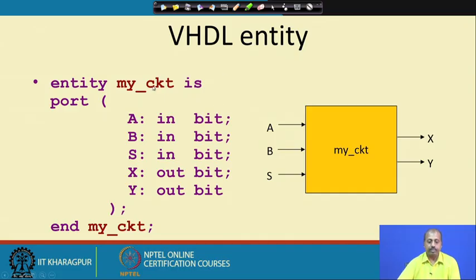So, this is the VHDL entity. Entity my circuit is port A, B, S, which are input ports of type bit, and X and Y, they are output ports of type bit.